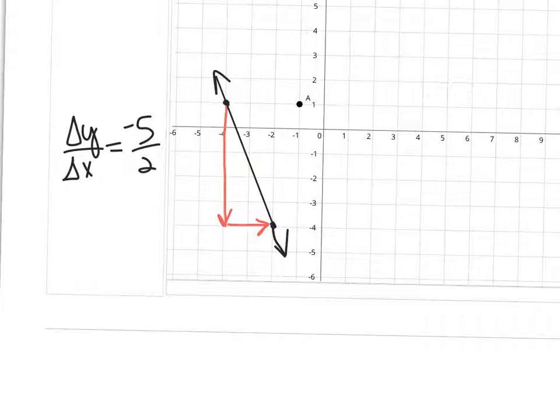I'm not sure what the point A is doing on the graph there, so you can just kind of ignore that, I guess. Unless you're supposed to drag that over. Okay, yeah, so just ignore the point A then.